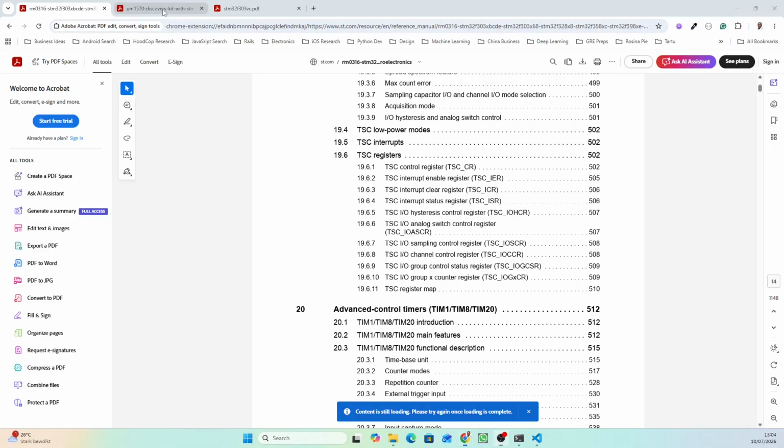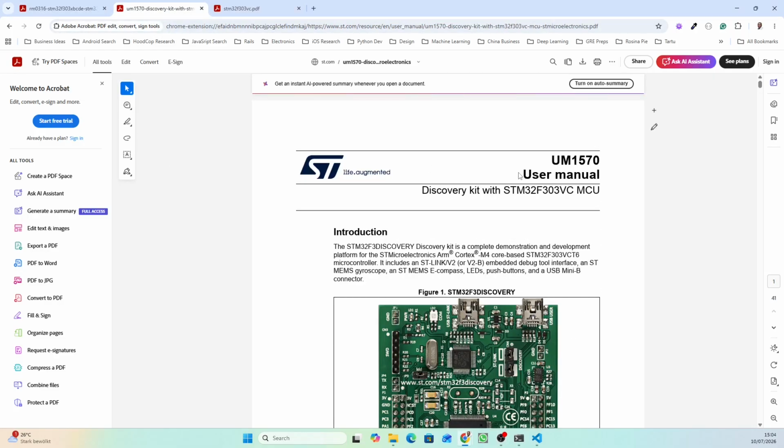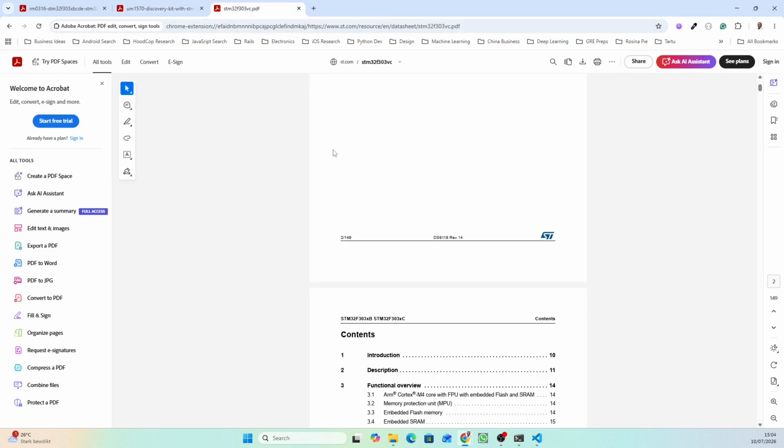Okay, apart from that, there's a user manual. What's a user manual? And there is also a data sheet. What's the difference between them? This is what this video is going to help you to answer.